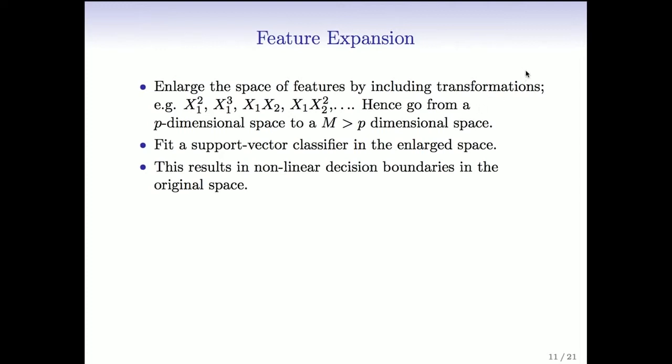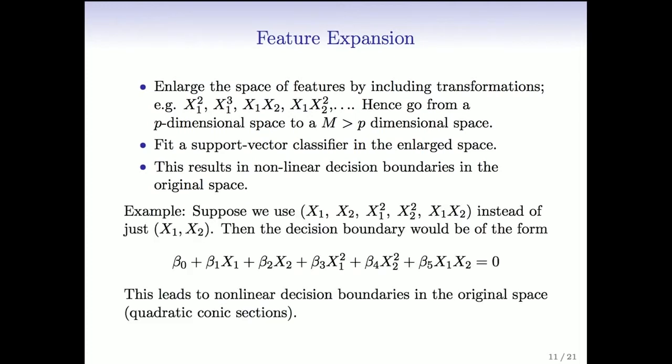So enlarge the feature space and then fit a linear support vector machine in the enlarged space. And then when you project it down to the original space, it results in a nonlinear decision boundary in the original space. So for example, suppose we use degree 2 polynomials. So we'll use x1, x2, x1 squared, x2 squared, and x1 times x2. So that's a basis for fitting a general polynomial in 2 variables of degree 2.